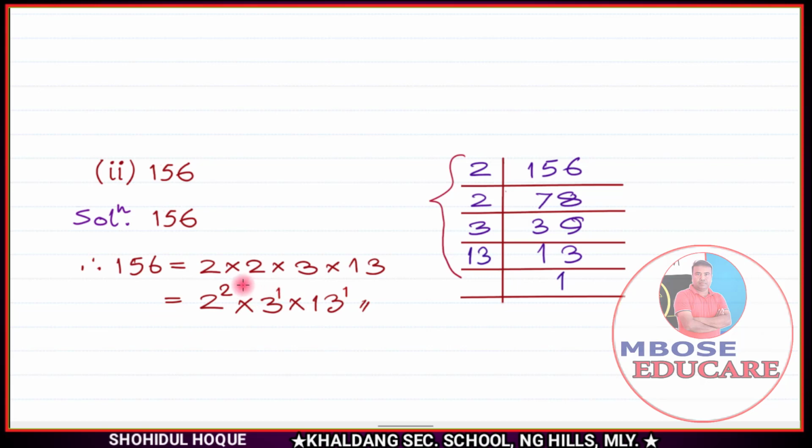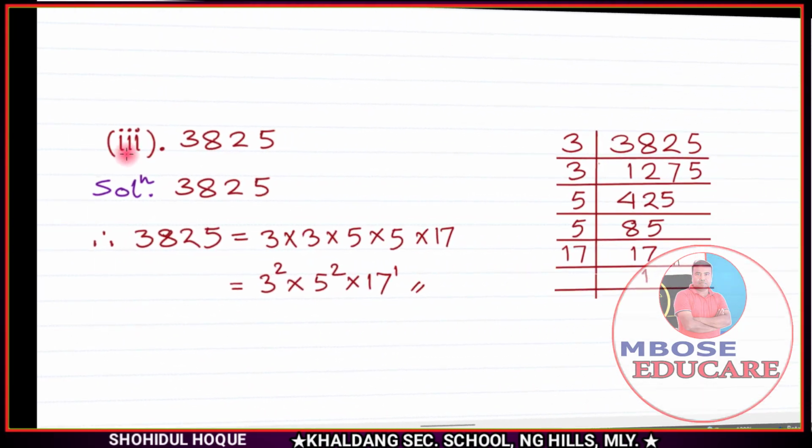As we know, we have to write again these prime factors in power notation or exponent form. 2 is 2 times, so 2 to the power 2. 3 is 1 time, 3 to the power 1. 13 is 1 time, 13 to the power 1. So this is the answer. Alright, so we have solved number 2. Now we shall solve number 3. This is number 3.